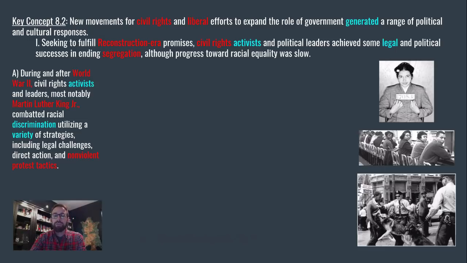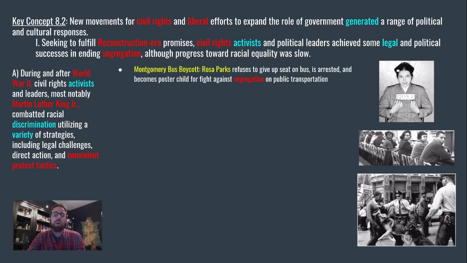What we've got going on here, if you look at the left, is major leaders like Martin Luther King Jr. fighting through nonviolent protest tactics. That's what we're looking at on this slide: examples in this timeline, this narrative, of nonviolent protest tactics. You're going to see more of this in class through some videos and a timeline that we're going to create as well that's going to help to visualize it.